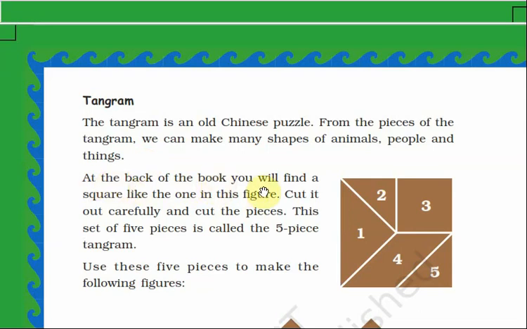At the back of the book, you will find a square like the one in this figure. In the back of your textbook, you can find this diagram. Cut it out carefully and cut the pieces. Cut through the lines only. Carefully you have to cut it out and cut these pieces. This set of 5 pieces is called the 5-piece diagram. So this is a set of 5 pieces. 1, 2, 3, 4, 5. As there are only 5 pieces in this diagram, it is known as a 5-piece diagram. If there are 6 pieces, then it is called a 6-piece diagram. If it is 7 pieces, then it is called a 7-piece diagram. According to the number of pieces, you can name it.